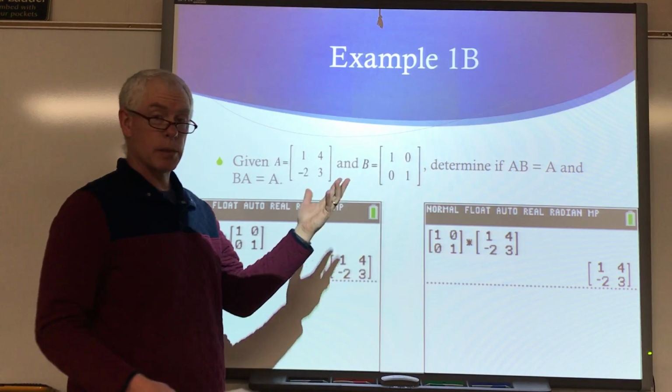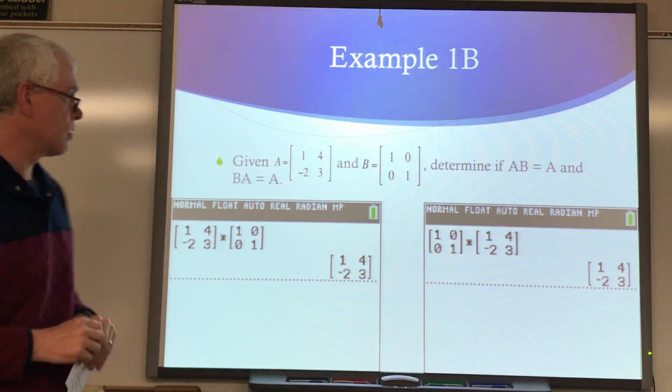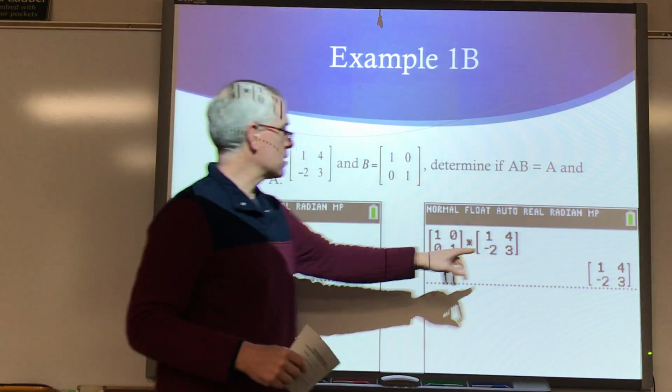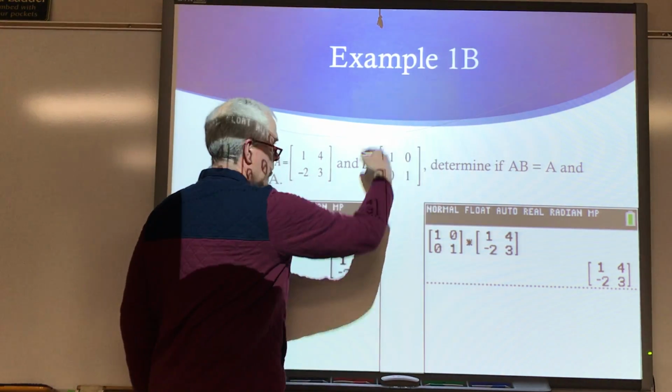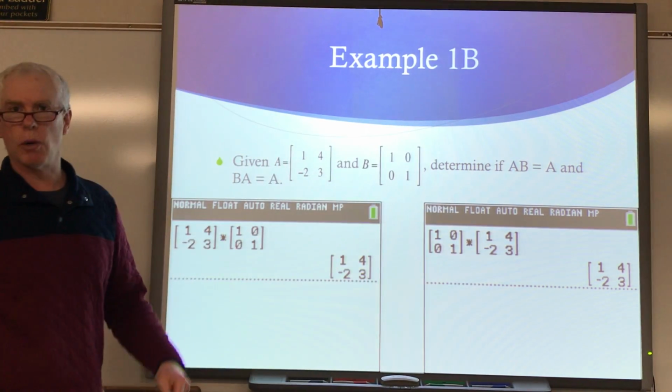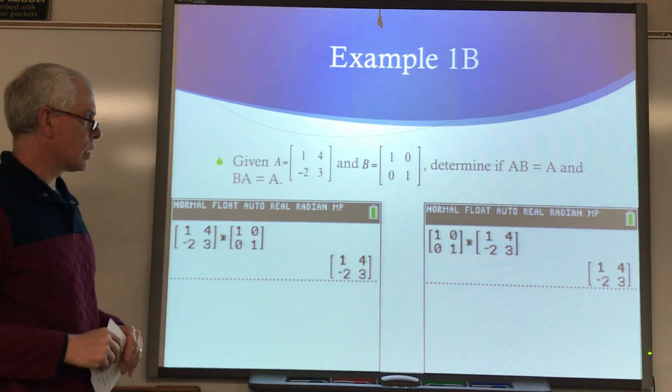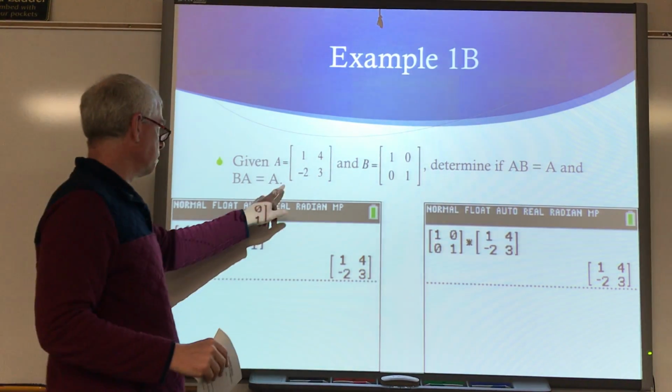And when I did them in the opposite order, remember multiplication of matrices is not commutative, so it's not always the same thing. In this case it is though, because you're multiplying by the identity matrix, and if you multiply by an identity you get back what you started with. So use your calculator to just determine that kind of stuff.